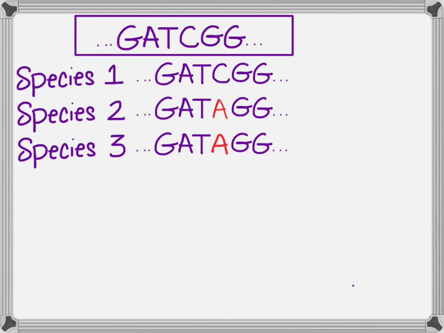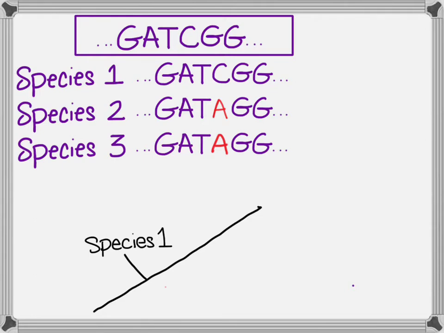Let's say we have three species. We'll call them, real creatively, species 1, 2, and 3. And we have a section of DNA that all the species share. But we notice something when we look at it. Species 1 has a C in the 4th position, but species 2 and 3 each have an A there. Well, what can we conclude from this?